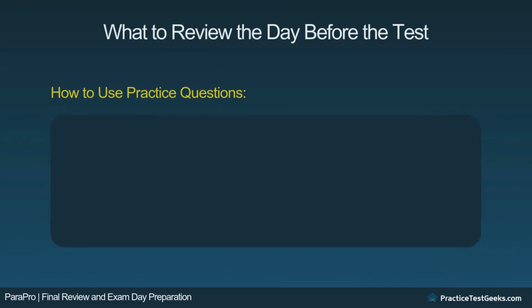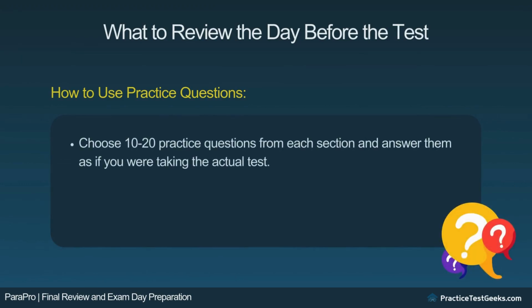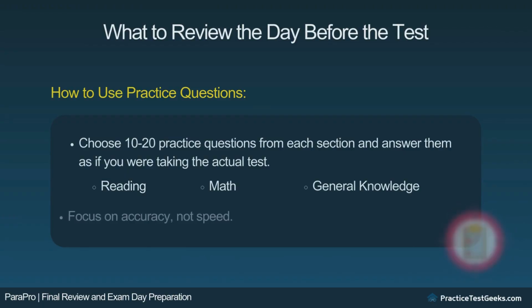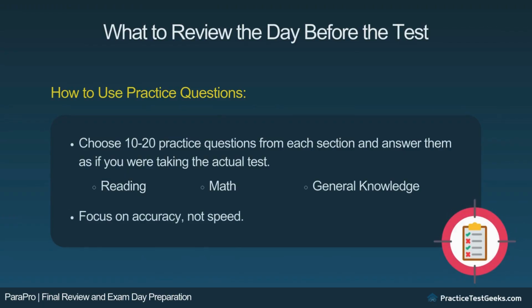How to use practice questions. Choose 10 to 20 practice questions from each section, reading, math, and general knowledge, and answer them as if you were taking the actual test. Focus on accuracy, not speed. Spend time reviewing each answer and understanding why the correct answer is right.